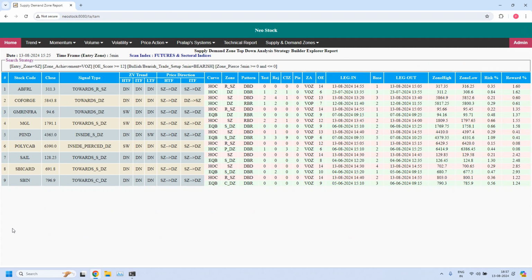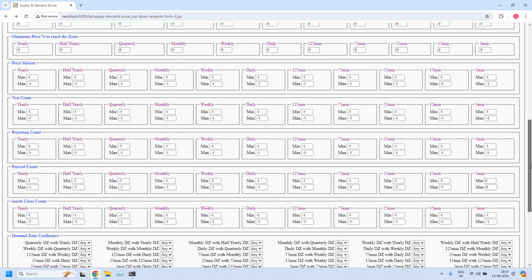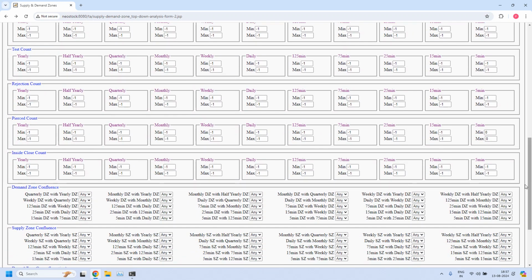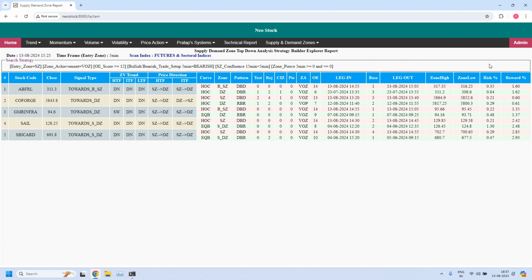Now let us verify how many of these stocks are having even confluence with 15 minutes supply zones, that is ITF confluence. So 5 minutes and 15 minutes supply zone confluence, let's verify. So here 5 minutes and 15 minutes supply zone I enabled. Now let's verify. Out of 9, 5 stocks are filtered. All these 5 stocks are having confluence with 15 minutes supply zones.